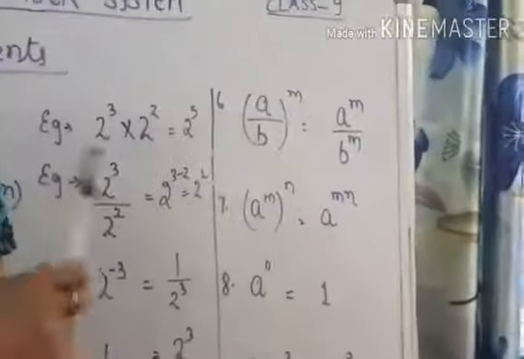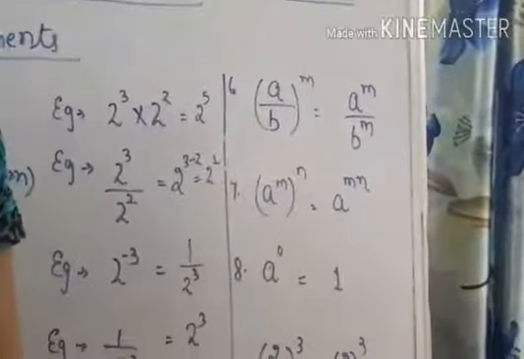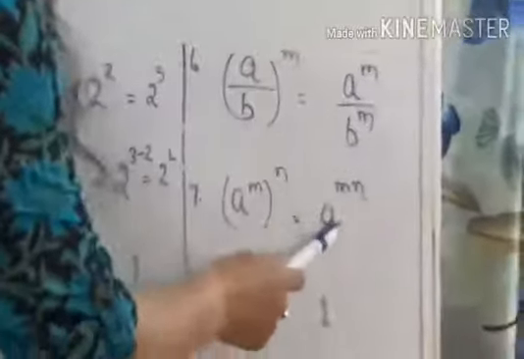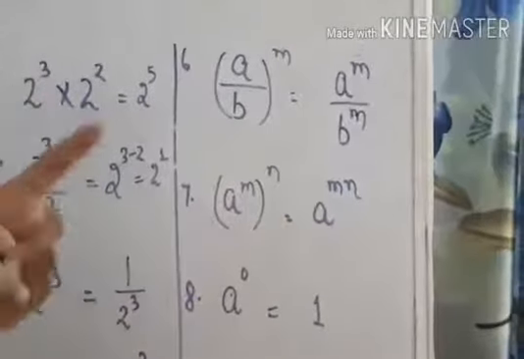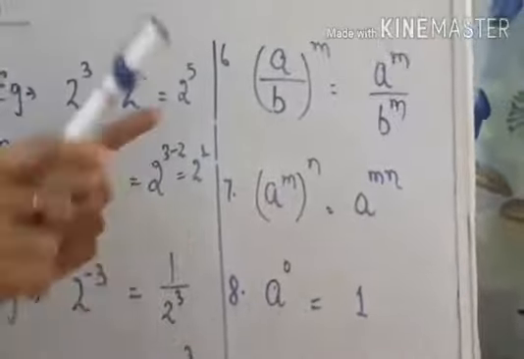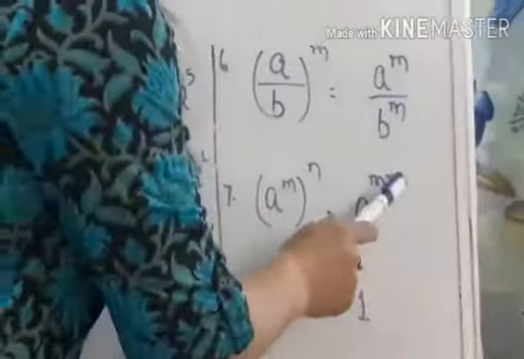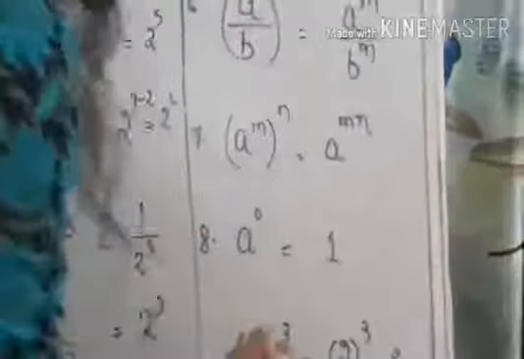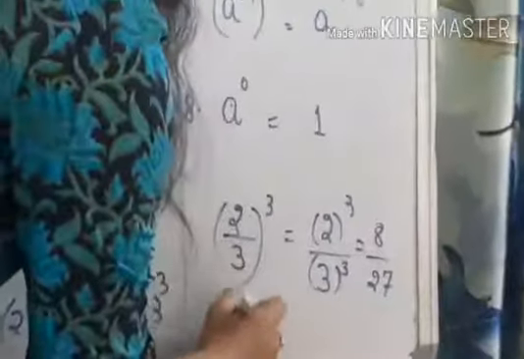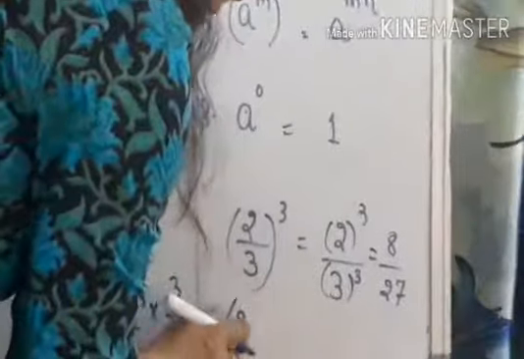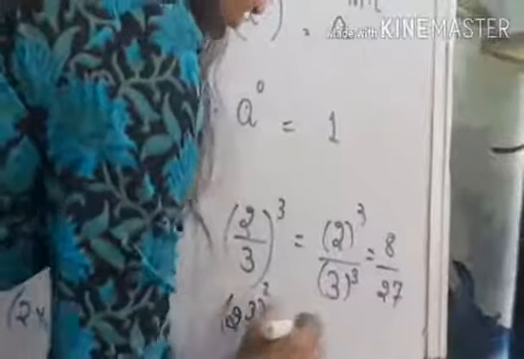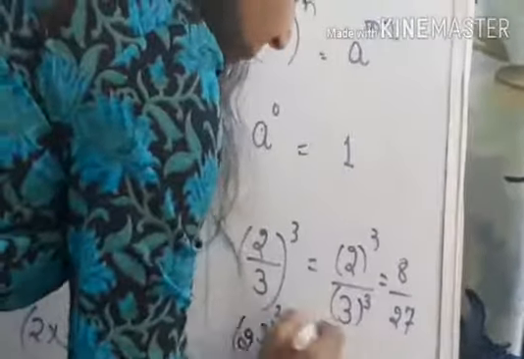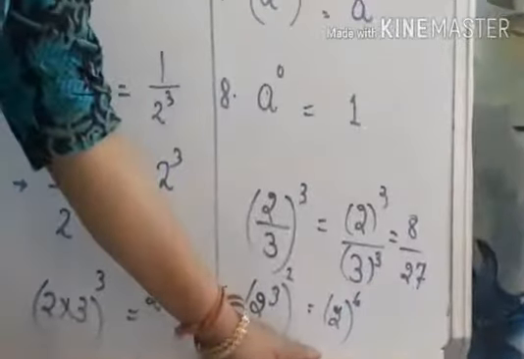So in this way, now next is (a raised to the power m) whole raised to the power n, where a is the base and powers are different. What will happen? Powers will be multiplied. A raised to the power m n. Powers are not to be added. Keep in mind, it will be multiplied. A raised to the power m into n. Suppose for example, I take (2 raised to the power 3) raised to the power 2. What will it give you? 2 raised to the power 2 multiplied by 3. It gives you 2 raised to the power 6. In this way you can solve.